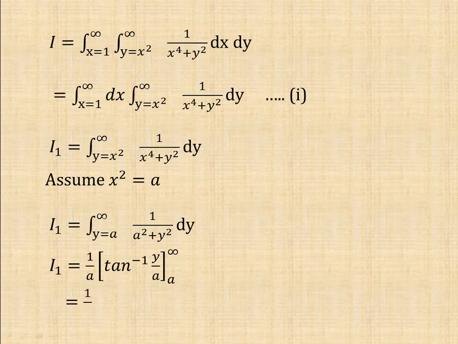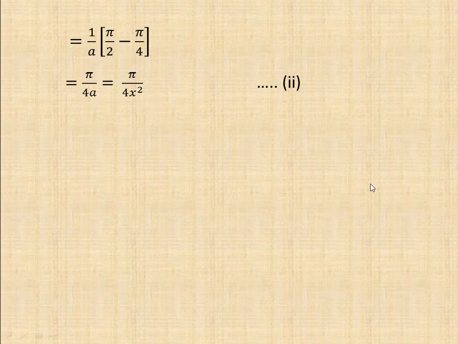Substitute the limits now. It becomes 1 by a into tan inverse of infinity minus tan inverse of 1. As we know, tan inverse of infinity is nothing but pi by 2 and tan inverse of 1 is nothing but pi by 4. So next step will be 1 by a into bracket pi by 2 minus pi by 4. After simplification, I will get pi by 4 into a, or I can write pi by 4 into x square. This is equation number 2. We have substituted x square as assumed in the previous step.